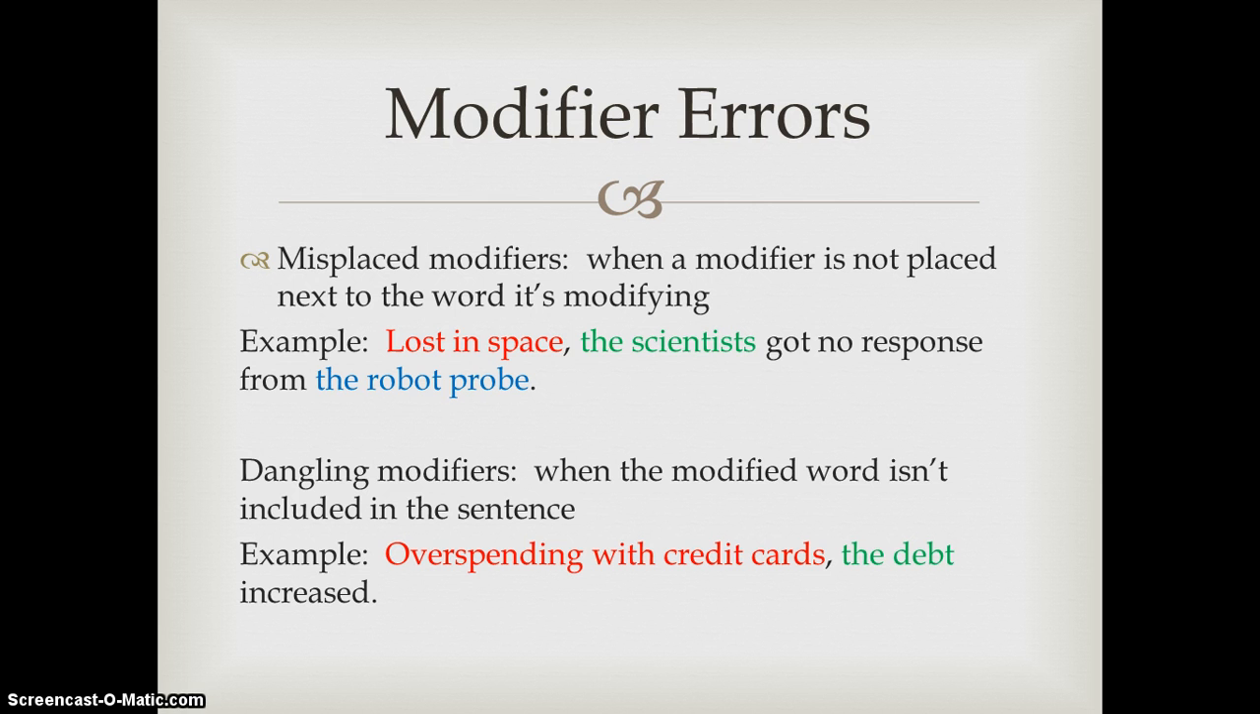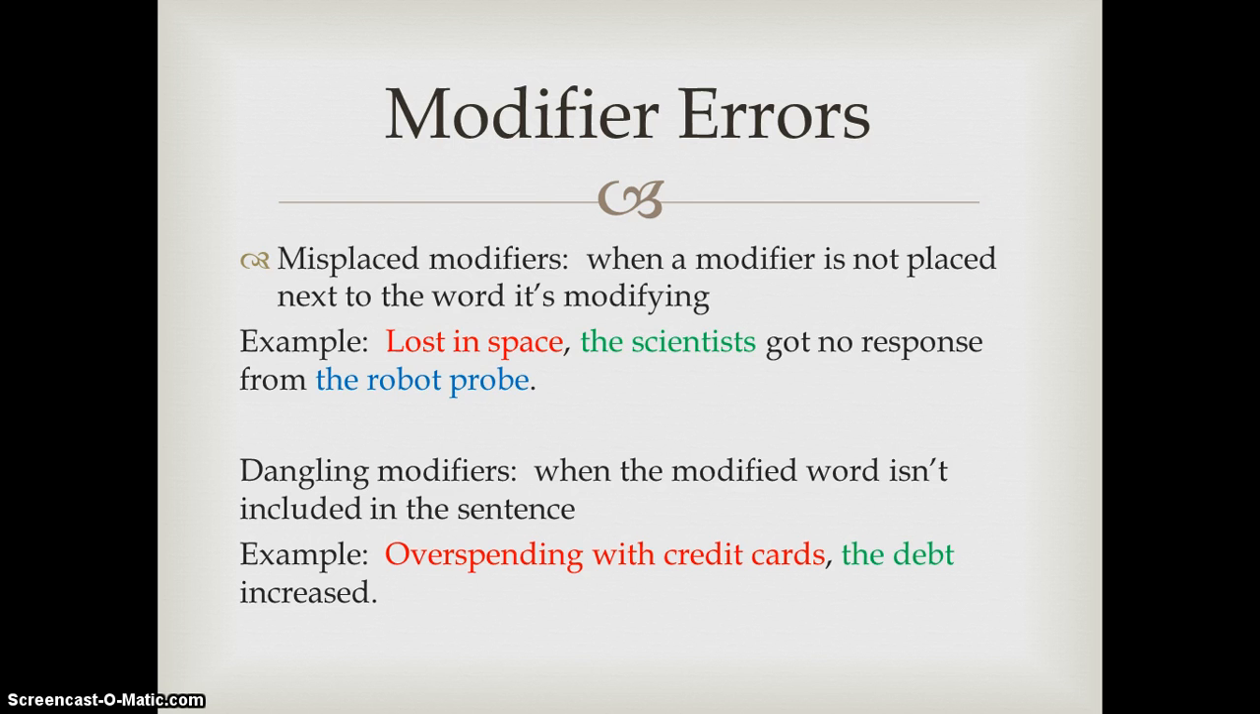So anyway, misplaced modifiers can be really difficult to see. It occurs when a modifier is not placed right next to the word that it's modifying, and that's why it's tricky. In this sentence, "Lost in space, the scientists got no response from the robot probe." Your brain kind of fills in the gap. You know what you mean when you write that. You mean that the robot probe is what's lost in space, but it's the scientists who are getting no response. The problem is that the sentence insinuates that it's the scientists that are lost in space, which doesn't make any sense. Well, I suppose scientists could get lost in space, but in this case, it's the robot that is lost in space.